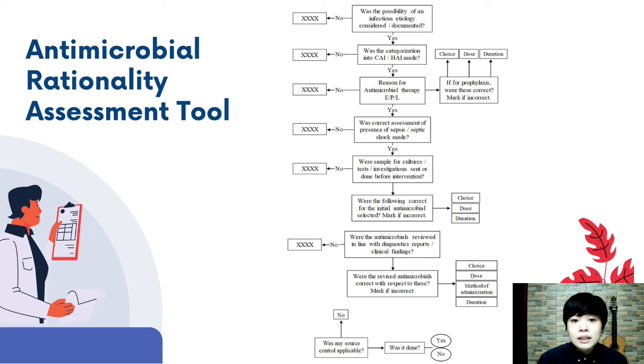It has been discovered that the most common mistake that increases the irrational antibiotic prescribing rate is the incorrect dose of antimicrobials given. And this is the antimicrobial rationality assessment tool to determine whether the antimicrobial prescribing is rational or not. It consists of several questions related to the prescribing, like the reason for antimicrobial therapy, the investigations that have been done, and whether the right choice, dose, method of administration, and duration have been prescribed. The next part will be continued by my friend.